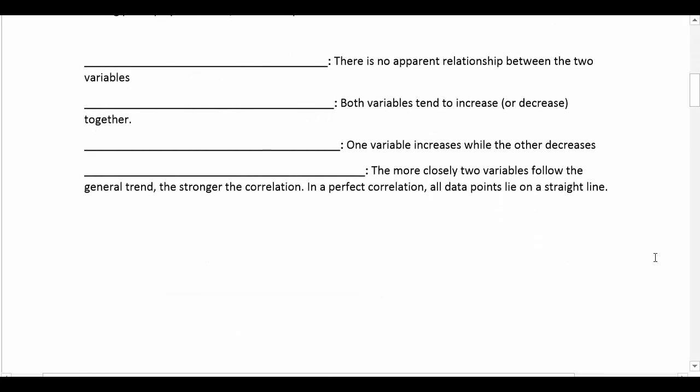Let's give these relationships a name. So if there is no apparent relationship between variables, we say that there is no correlation. If both variables tend to increase or decrease together, so as x gets bigger, y gets bigger, or as x gets smaller, y gets smaller, we define that to be a positive correlation. As one variable increases while the other decreases, we refer to that as a negative correlation. They sort of behave opposite each other.